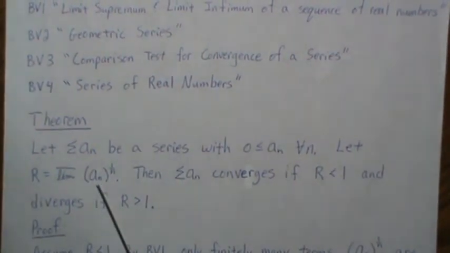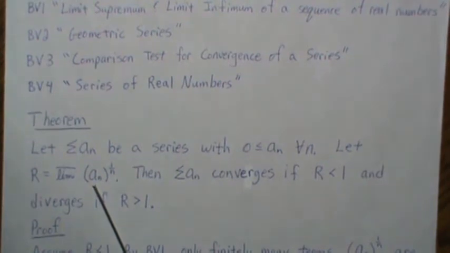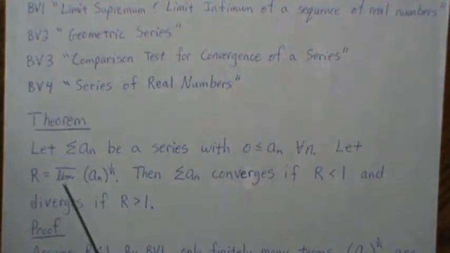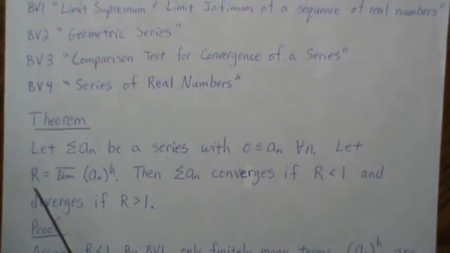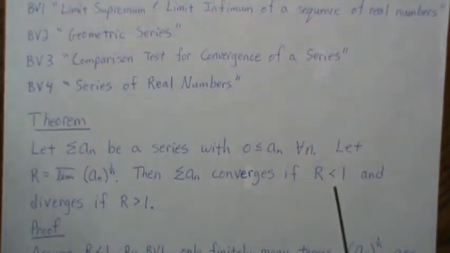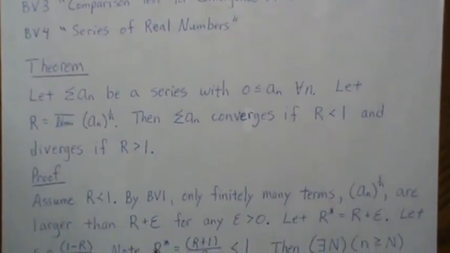So those accumulation points, one of them is the largest. It's the supremum, and that's actually what this is. So the limit supremum of this is the largest accumulation point. And if that largest accumulation point is small enough, then the series converges. But if it's big, greater than 1, then it diverges. And that's what we're going to prove here.